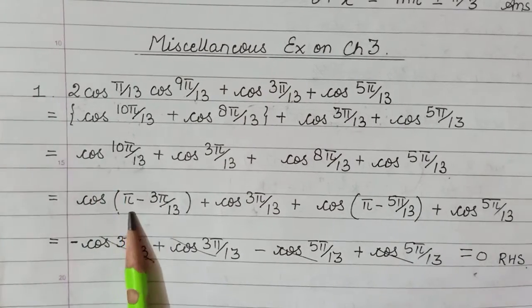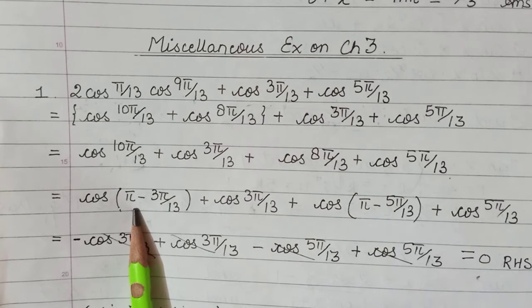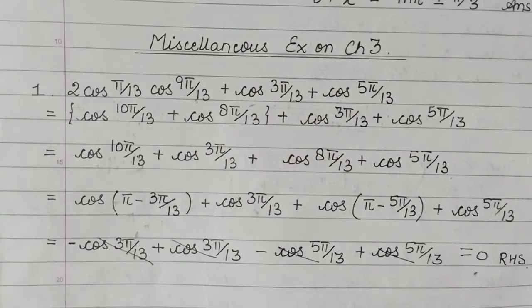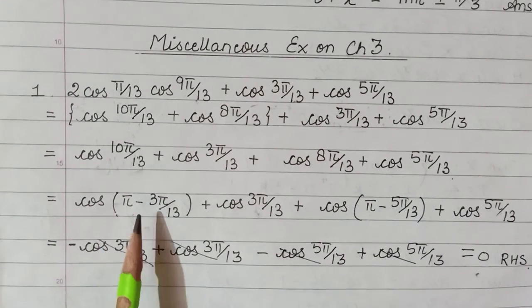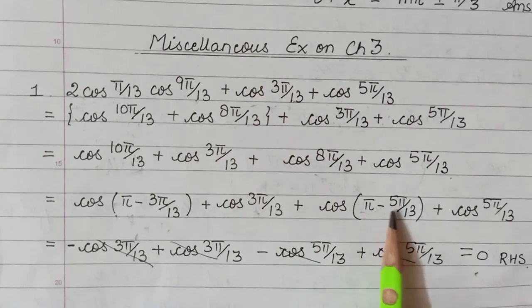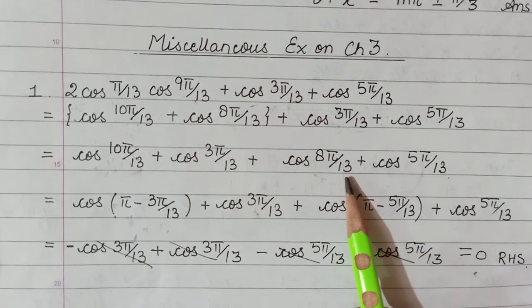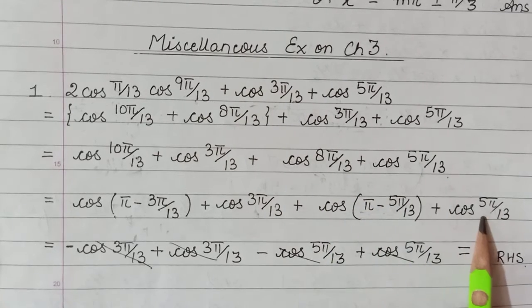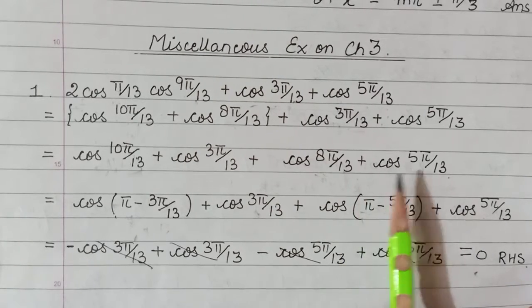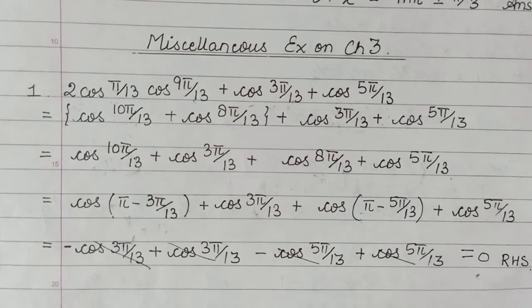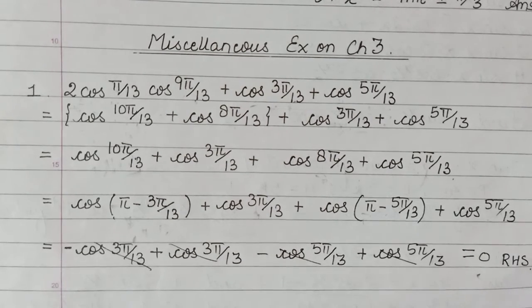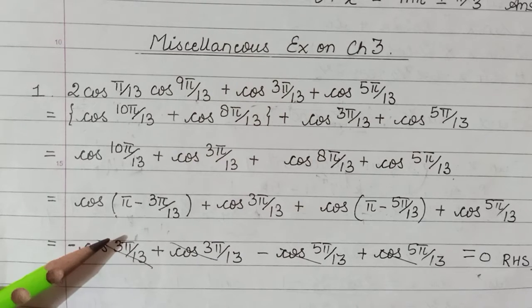So 10 pi by 13 can be written as pi minus 3 pi by 13, since 13 minus 3 is 10. Likewise, this 8 can be written as pi minus 5 pi by 13, or maybe 5 you could have written as pi minus 8. Okay, so one angle you keep as it is, and the other one you write as its supplementary. You have to rearrange the ones which are maybe supplementary, maybe at times complementary also they come out to be. But for this particular question, they were coming supplementary, and that was helping us get our proof.